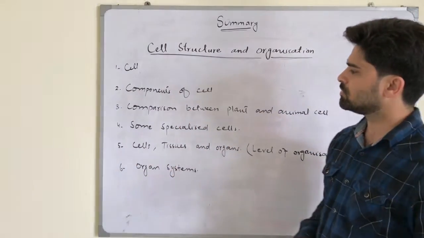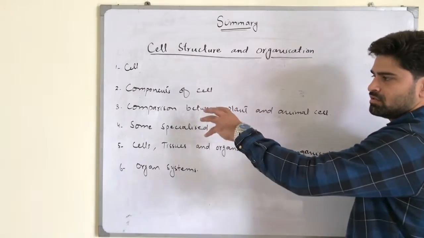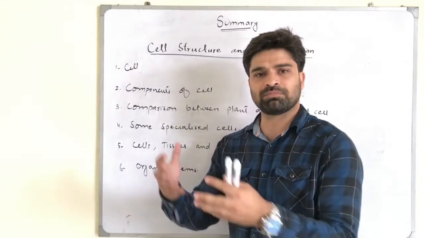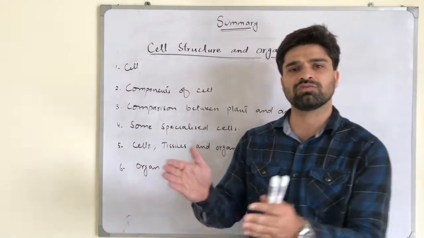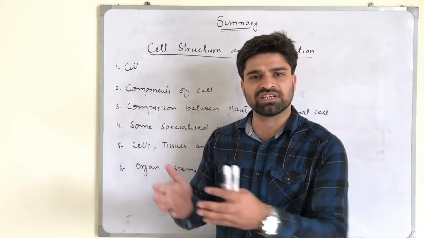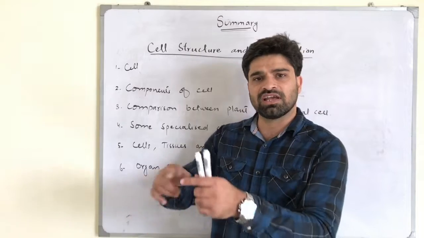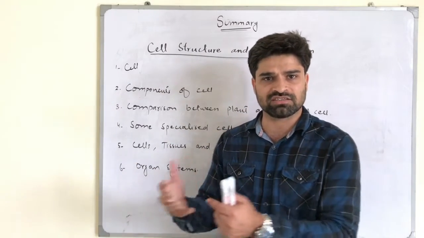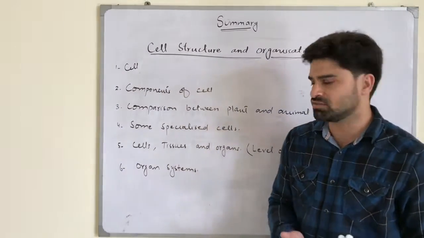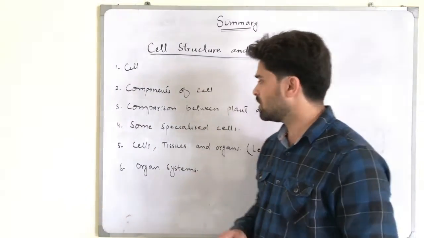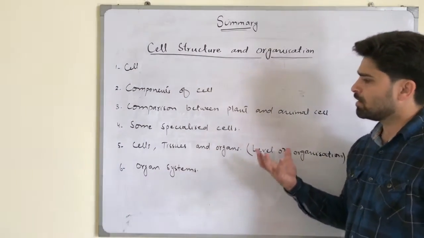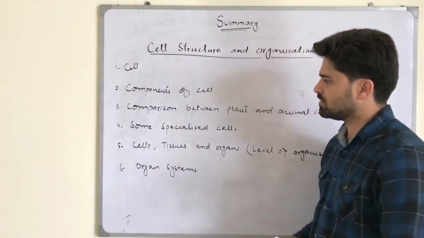And then we made a comparison between the plant and the animal cell. As we all know, plant cell has a cell wall and animal cell does not have. Plant cell is bigger than the animal cell. Plant cell, as it has a cell wall around it, has a rigid shape, but the animal cell can change its shape a little bit. So there were some of the differential points between plant and animal cell.